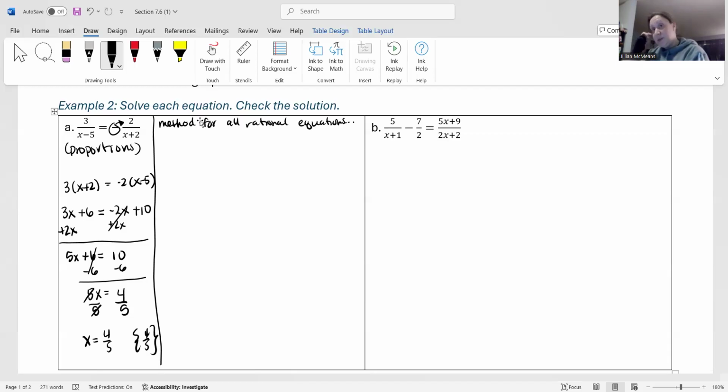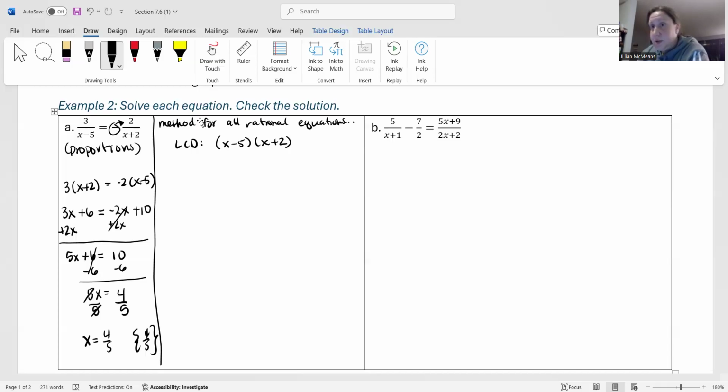So when you're dealing with something that is not a proportion, you have to find the LCD and multiply all of the terms by the LCD. And in this case, the LCD is really easy. We have two denominators that are fully factored. There's nothing crazy going on. They're just one factor each. We've got x minus 5 and then x plus 2. So when you have a situation like that, the LCD is just going to be the product of those denominators. So I have x minus 5 times x plus 2. All right, so that's my LCD.